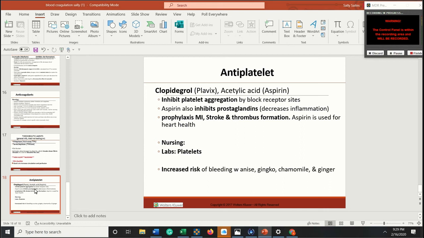All right. Again, they have an increased risk of bleeding with anise, ginkgo biloba, chamomile, and ginger. Again, these are listed here because they're very common that patients might take.